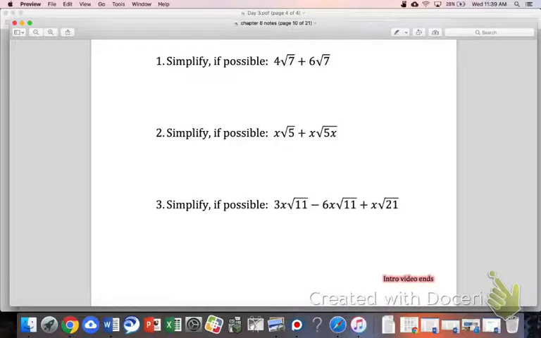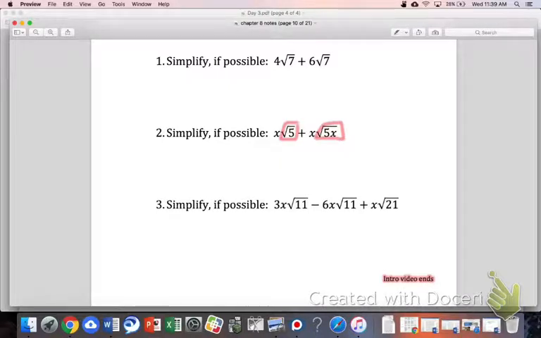Okay, so in number 2, again, notice that we have radicals in here, and so when it comes time to try to add or subtract these, we need to make sure our radicals are the same. So the first radical here is square root of 5, and the second radical is square root of 5x. That x is inside the radical. What this means is that these two terms are not like terms because the radicals are not the same. And so at this stage, we would just leave this alone.